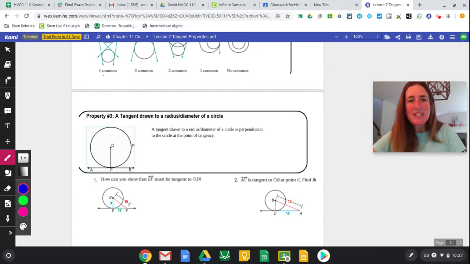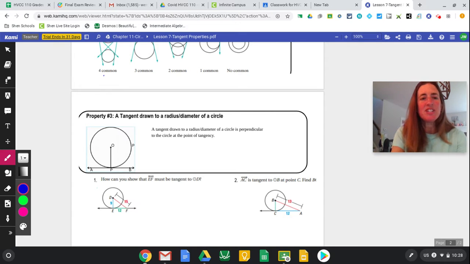Okay, so now, another fun fact about tangents, because remember today's lesson is all about tangents, is that if you have a tangent that is drawn to a radius or a diameter of a circle, it's going to be perpendicular at that point of tangency. That totally makes sense.